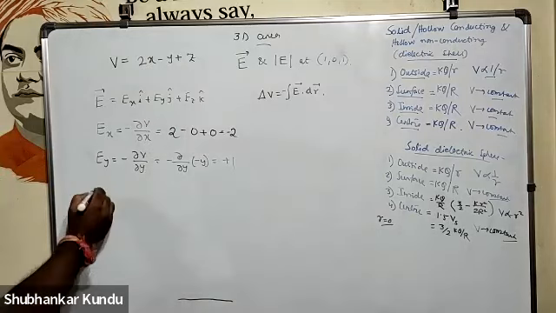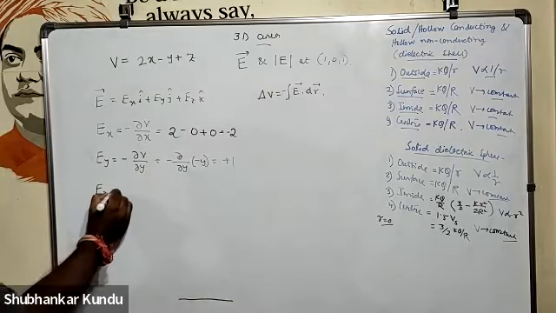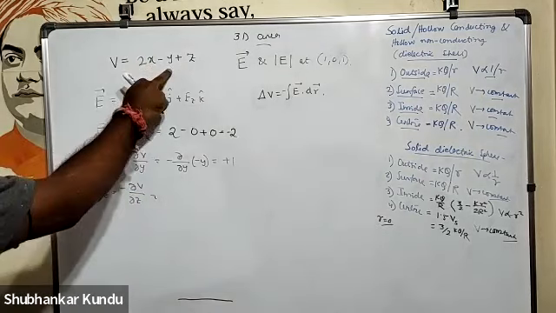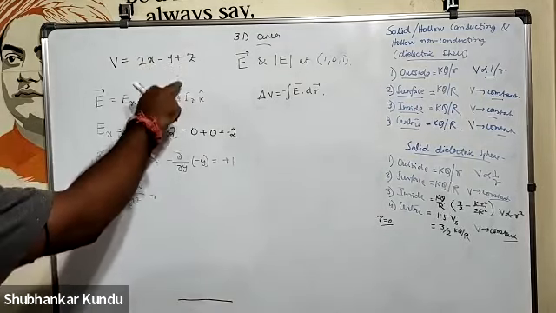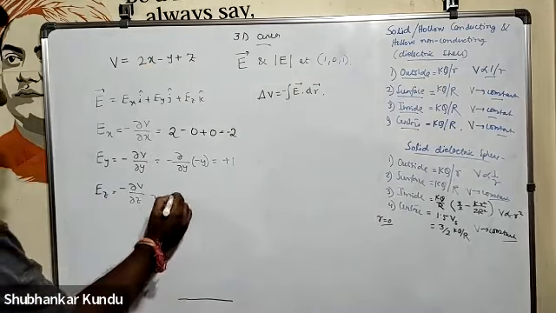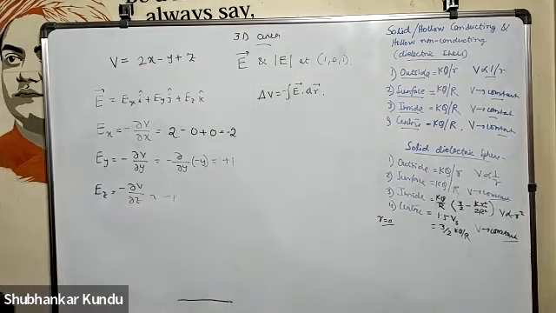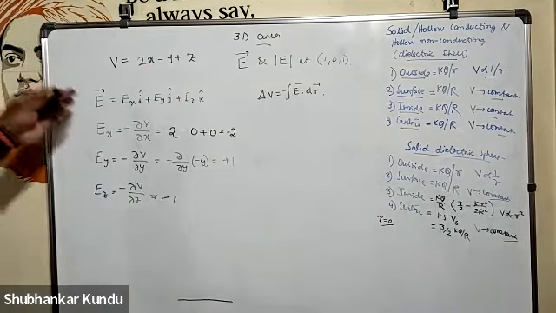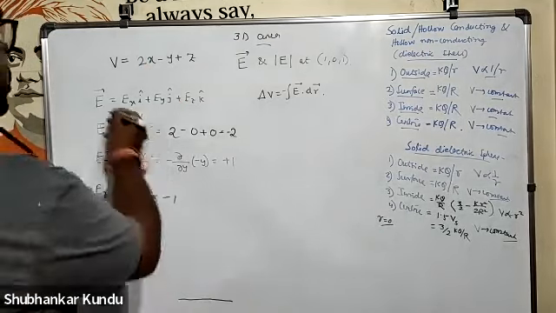Right? So similarly, Ez is equal to minus del V del z. This will be 0, this will be giving us 0. And the partial differentiation of z with respect to z will give us 1. That is minus 1. So we'll be writing minus 1. So already having the values of Ex, Ey, and Ez, what is our E vector?